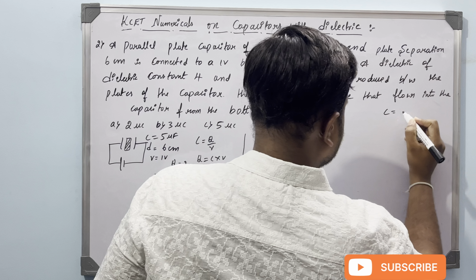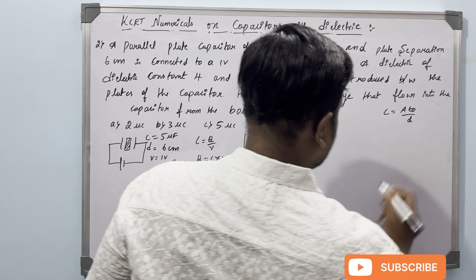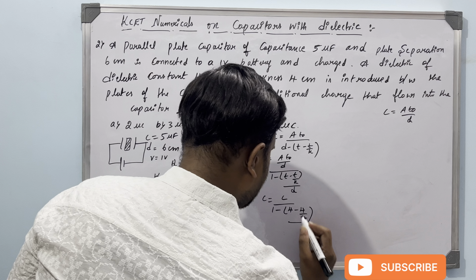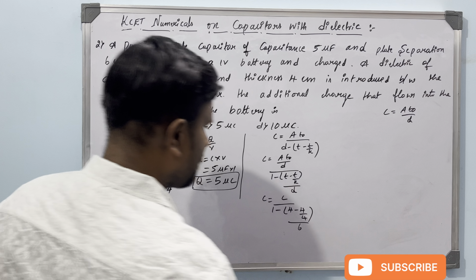Here we know the expression C is equal to A epsilon naught by D, but here D is absent, so I will divide both numerator and denominator by D. So C is equal to A epsilon naught divided by D, divided by 1 minus T minus T divided by K, whole divided by D. A epsilon naught by D means C. So divided by 1 minus, what is the T value? T value is 4. Again 4 minus 4 divided by 4, whole divided by the D value, 6. Now simplify this. C is equal to, what is the C value?